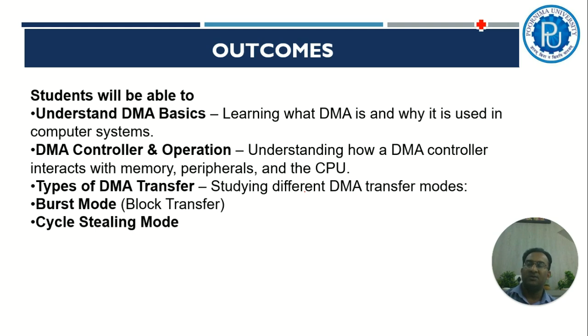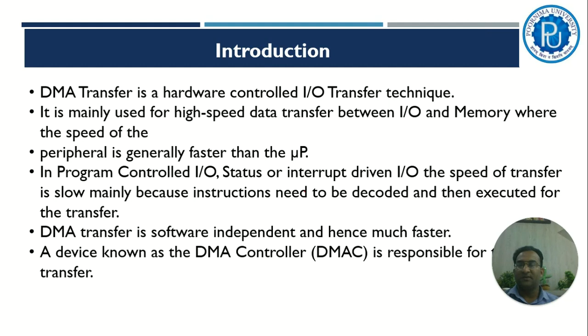We will have a discussion on the DMA transfer. So after studying DMA transfer modes, basically burst mode and the cycle mode, we will know how the transfer takes place in both these two types of modes. Now, this DMA transfer is a hardware controlled input output transfer technique. So it is mainly used for high speed transfer. That means we want high speed data transfer basically between input, output, and memory, or vice versa.